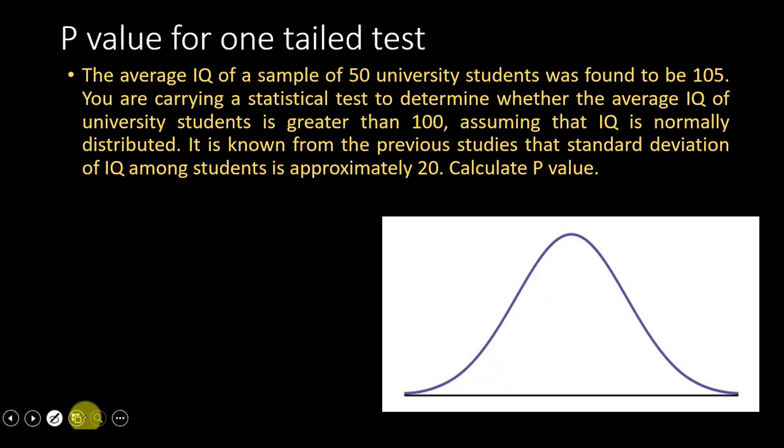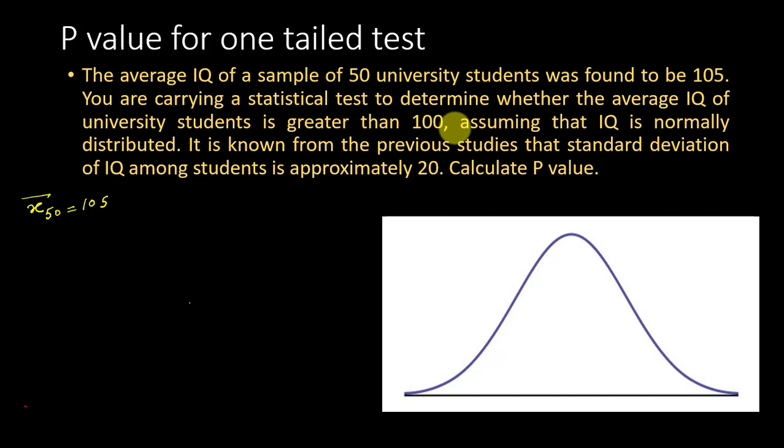This example we have also seen in our lecture series on hypothesis testing. Here the average IQ of a sample of 50 university students was found to be 105. So the average IQ of our sample is 105. You are carrying out a statistical test to determine whether the average IQ of university students is greater than 100, assuming that IQ is normally distributed.